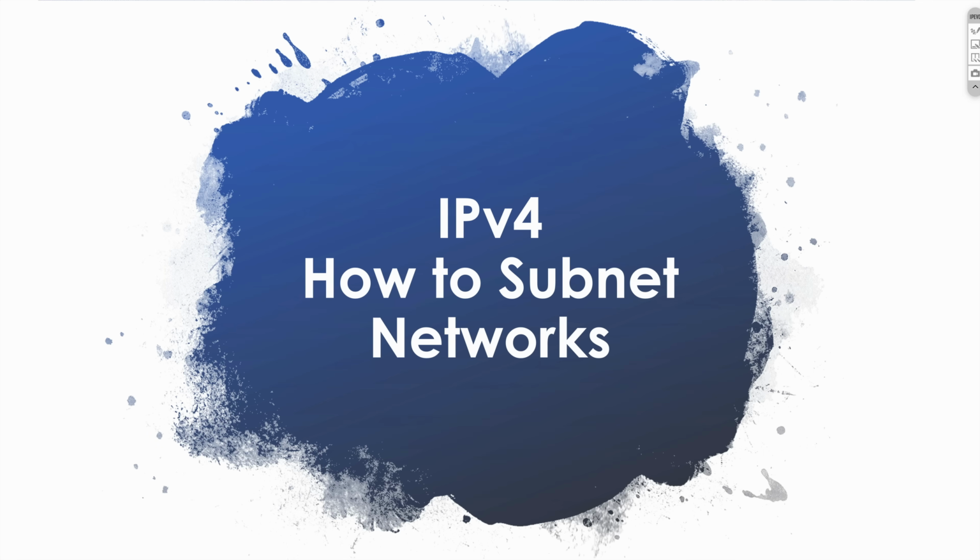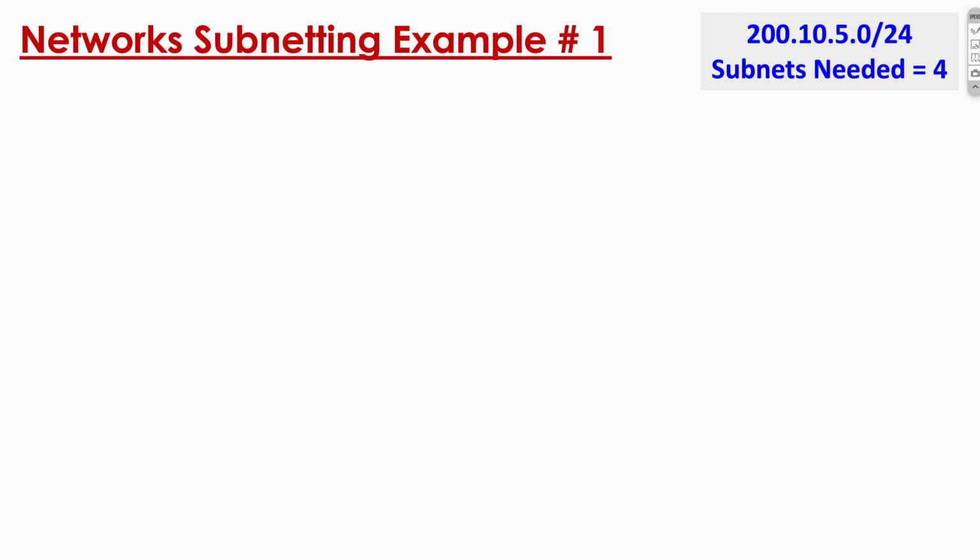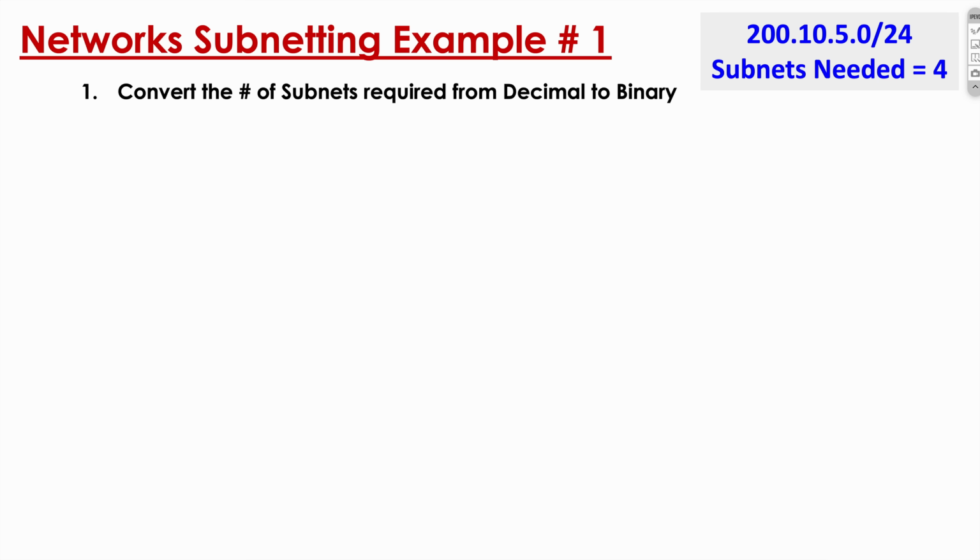The VLSM, the variable length subnet masking. How does it work? How do we take an IP address and kind of chop it up into different networks? Well, here's the first example where we've been given this network address up at the top, 200.10.5.0/24, and we've been asked to create 4 subnets out of it. Well, how are we going to do that?